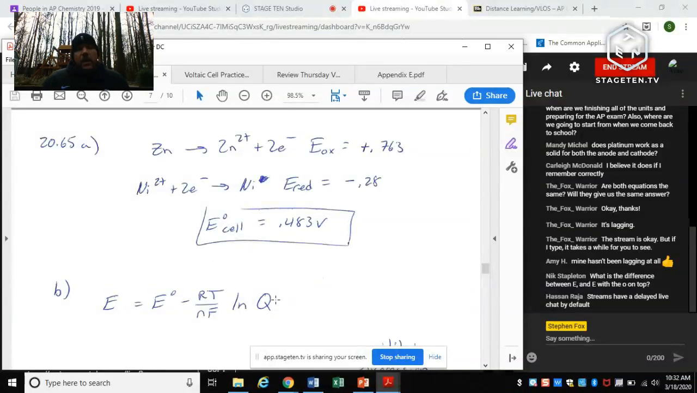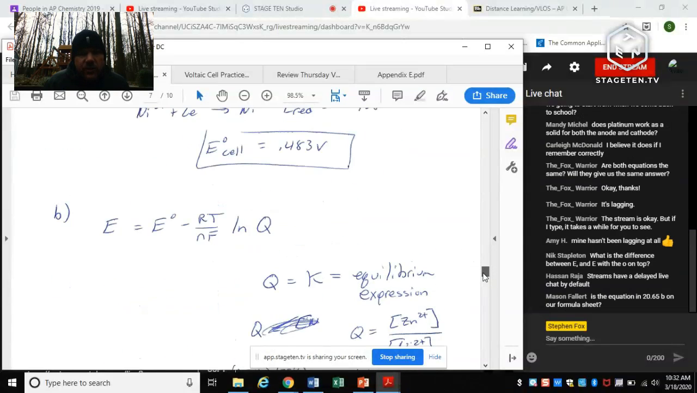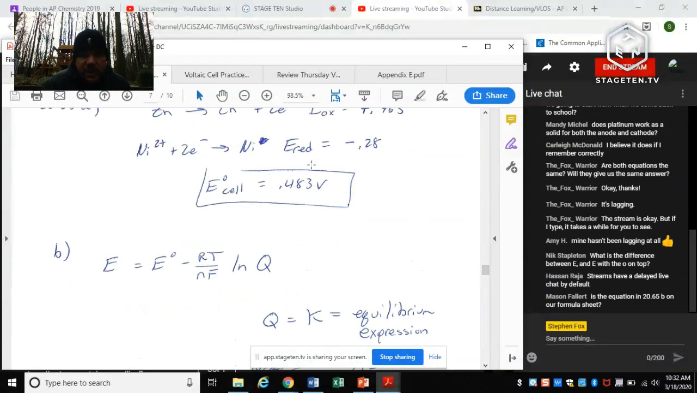Okay, so what I'm going to do for part B is just plug in those values for the Nernst equation. This is our standard cell potential. We got those from the reduction potential.